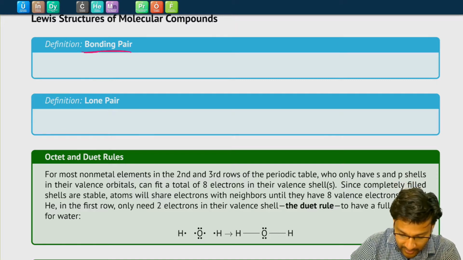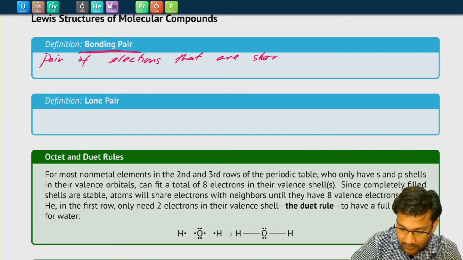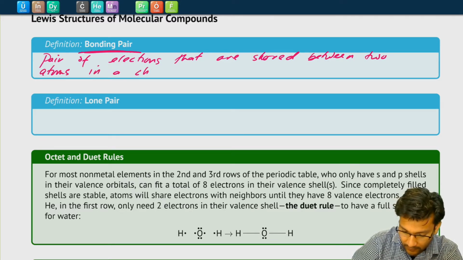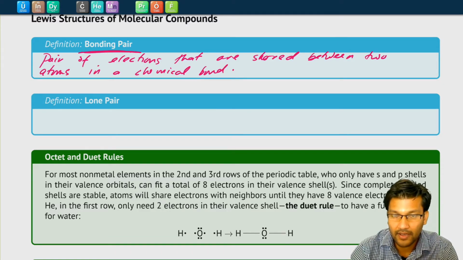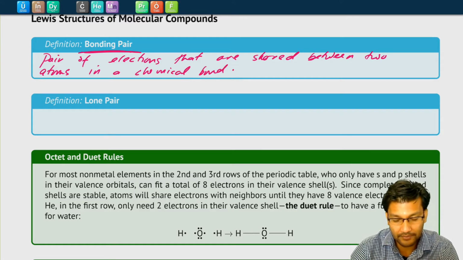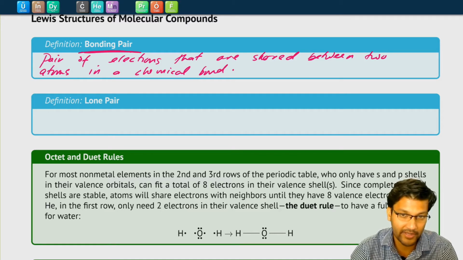So a bonding pair simply refers to a pair of electrons that are shared between two atoms in a chemical bond, right? Electrons always like to be paired. Well, not always, but most times electrons would rather be paired than unpaired.